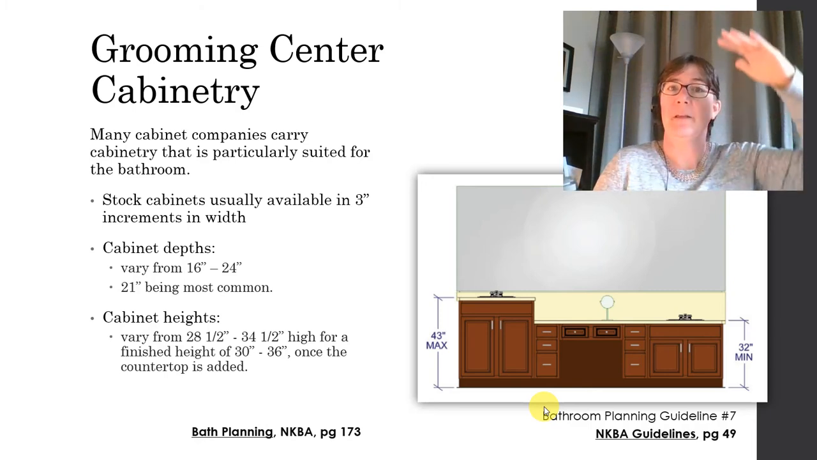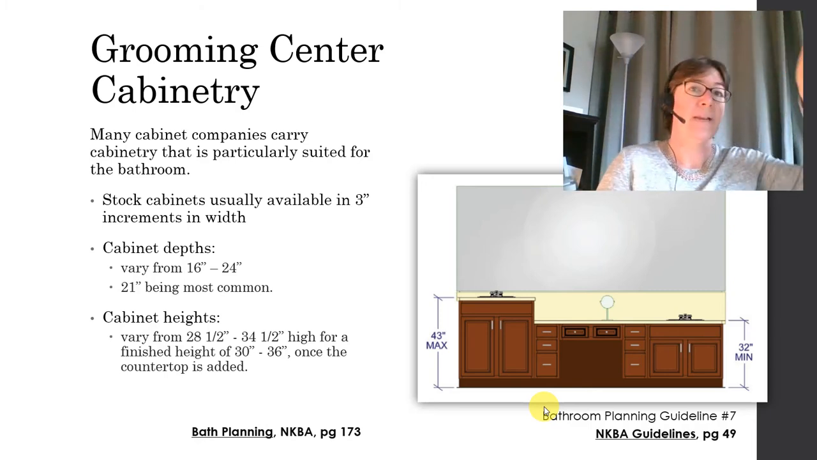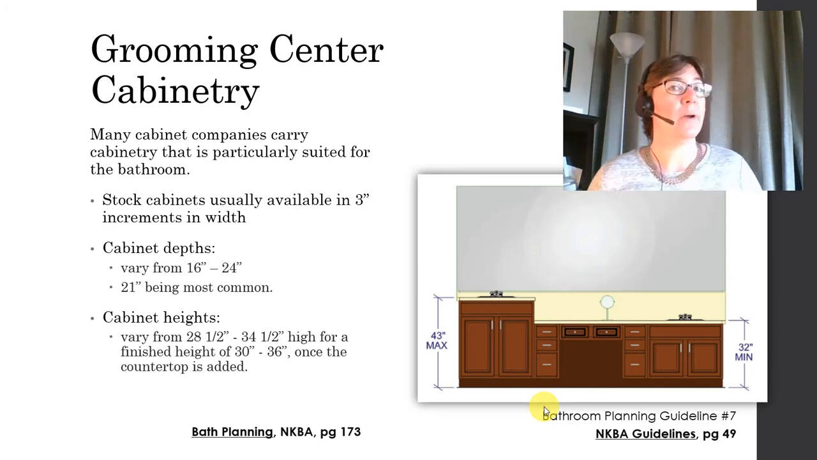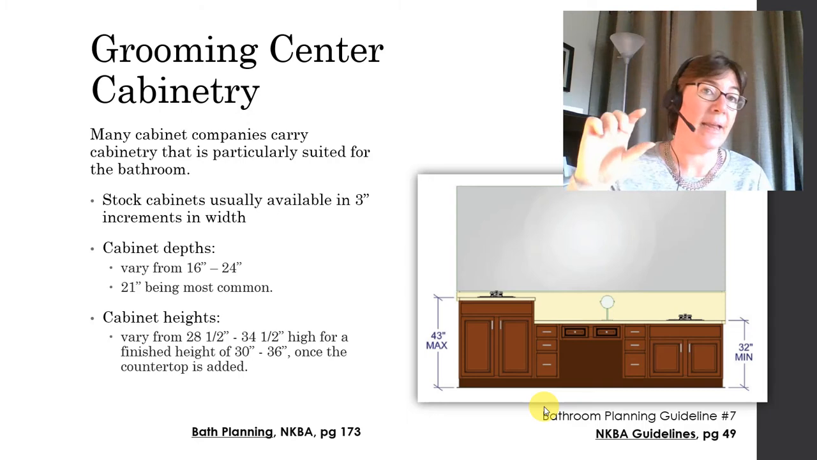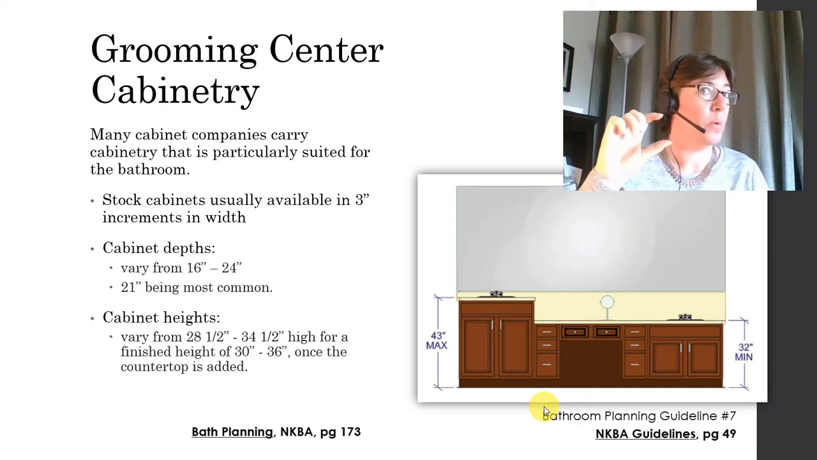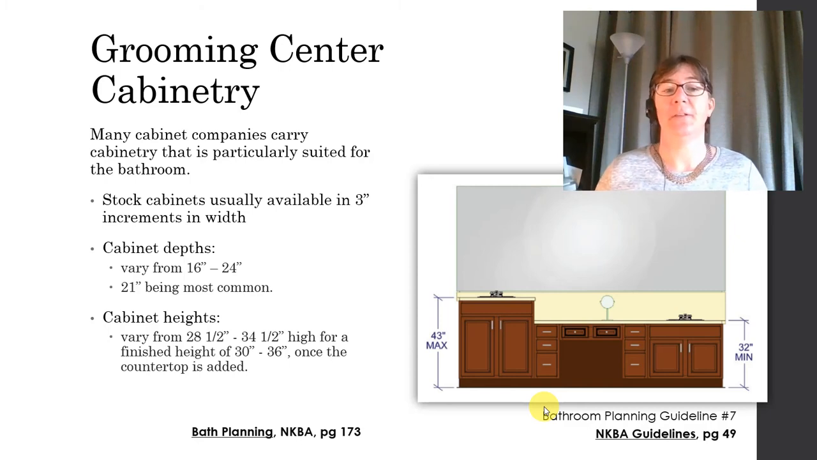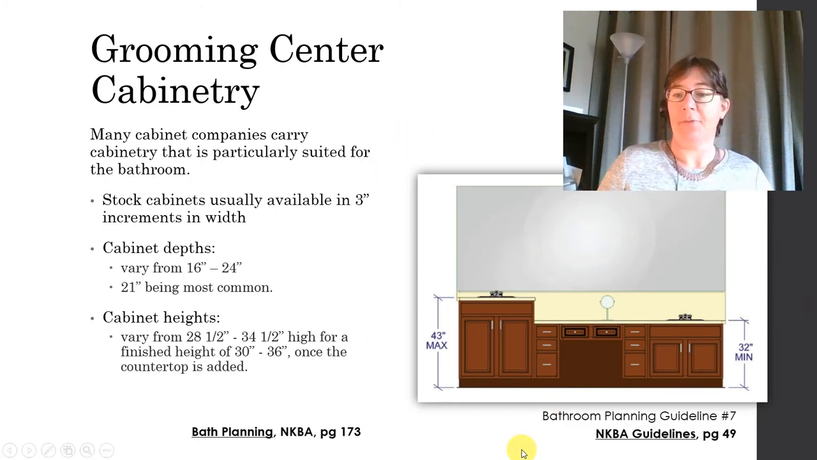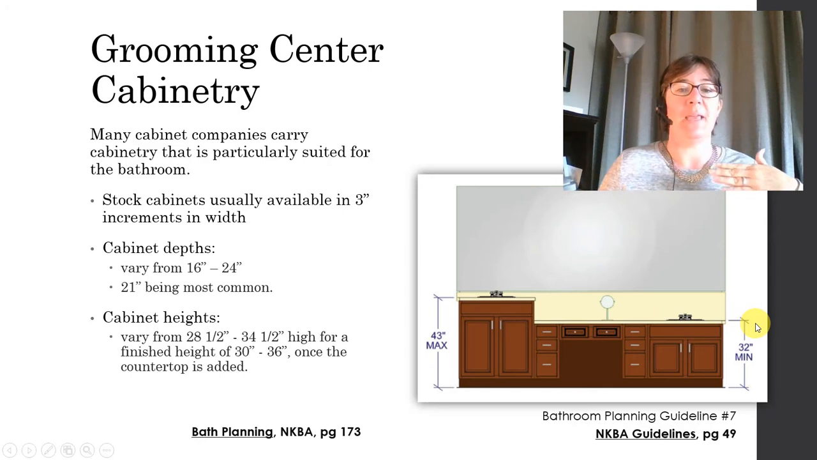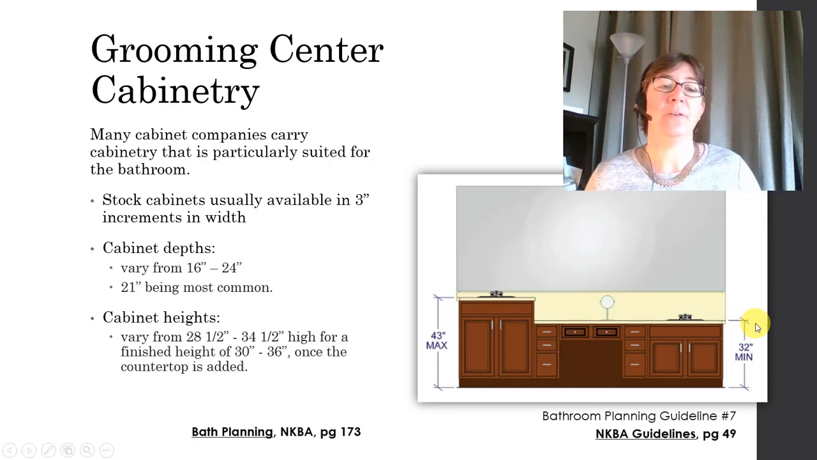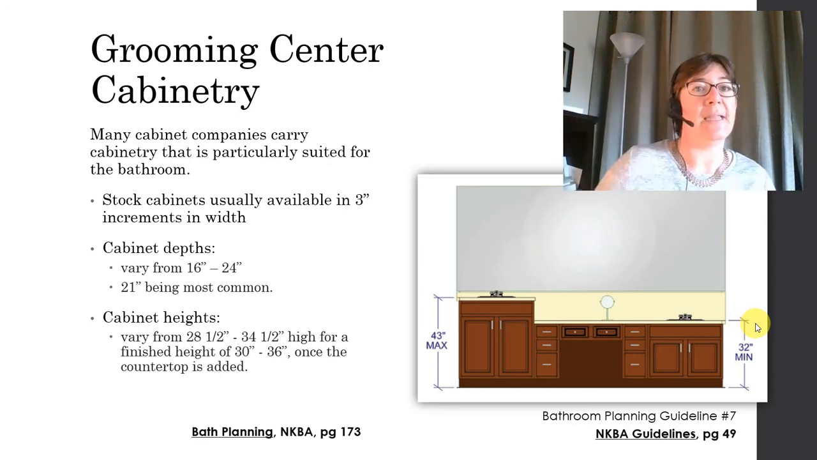Cabinet heights are going to vary from 28.5 to 34.5 inches typically. And remember, you add 1.5 inches on top of there for the countertop to get a finished height of 30 to 36 inches. So remember your bathroom planning guideline number 7: the top of the lav, so the height of the lav, should be somewhere between 32 and 43 inches.